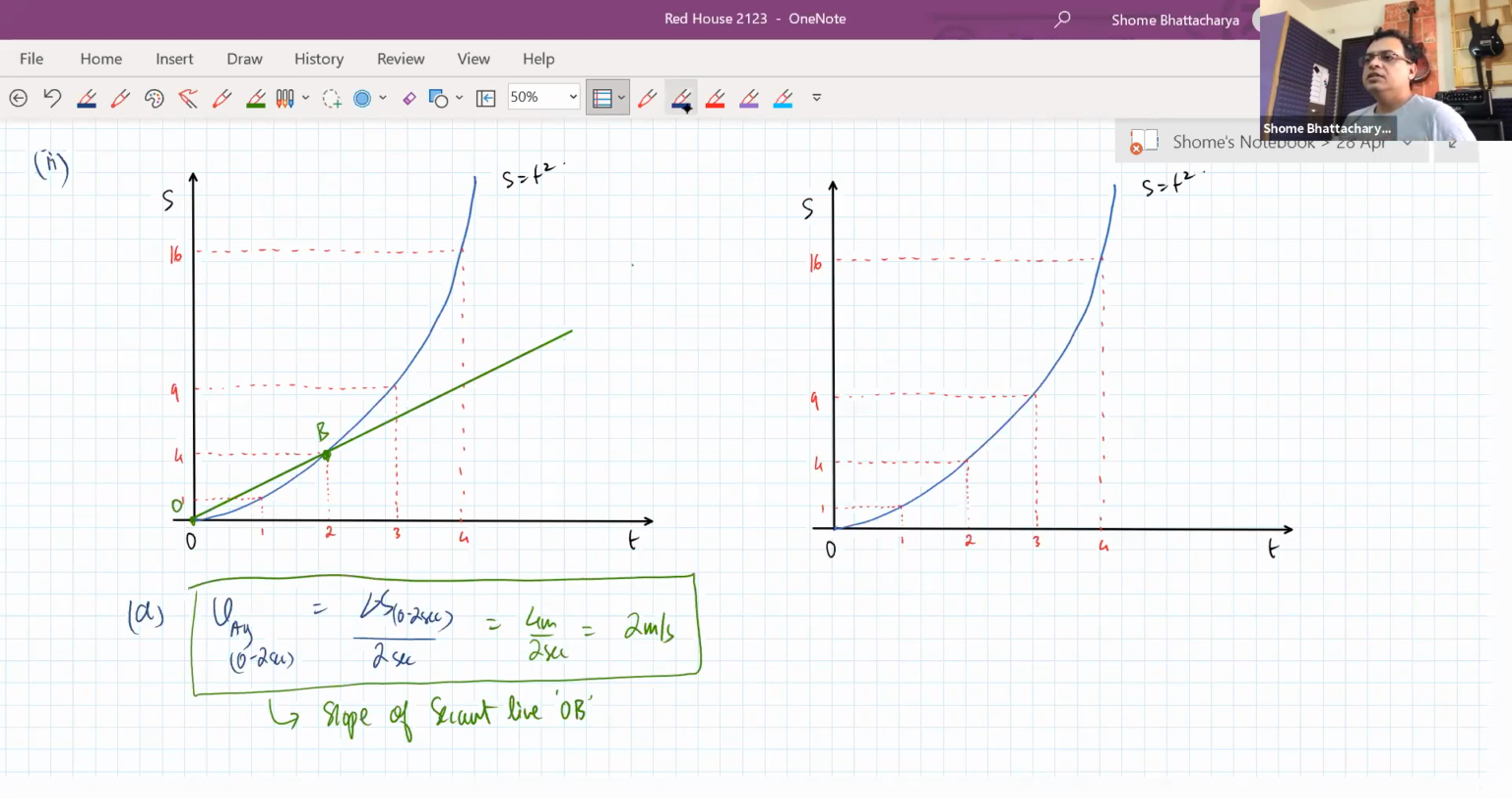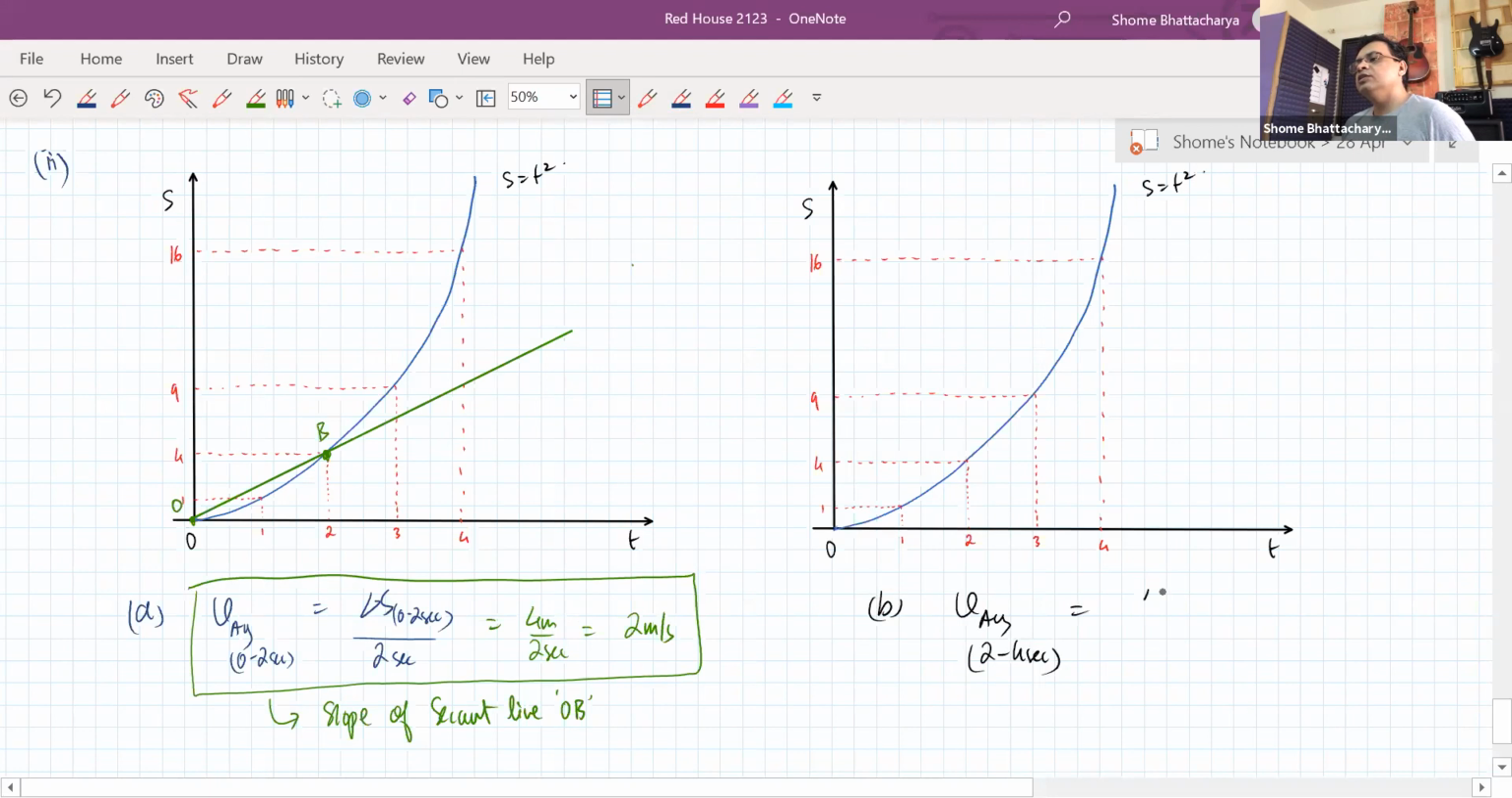Now like that, for the second part I want to calculate the average speed from 2 to 4 seconds. So that would be the distance traveled from 2 to 4 seconds divided by the time interval. So geometrically, what I would be doing in the second part is joining this point B, which is at 2 seconds, with let's say this point C, which is at 4 seconds. So I'd be calculating the slope of this secant line now.